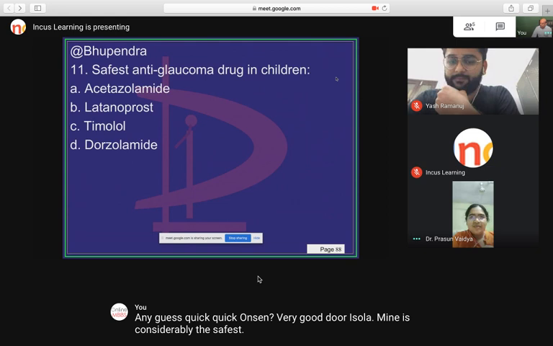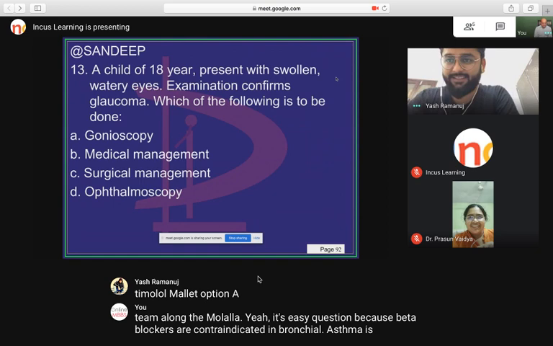Now, which drug is contraindicated in a glaucoma patient who is suffering from bronchial asthma? Sir, by law of deduction, I'll go with timolol. Timolol maleate, option A. Yeah, it's an easy question because beta blockers are contraindicated in bronchial asthma, it's a no brainer to crack.